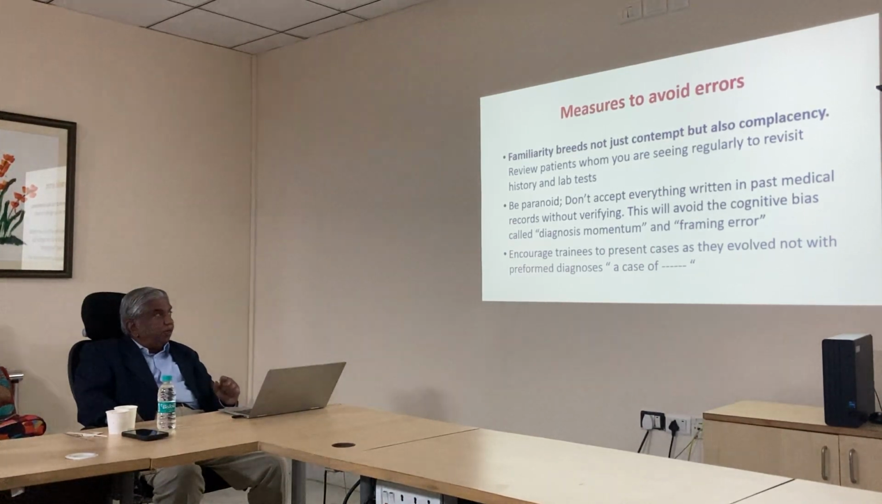This is another important cognitive error. Whenever a case is already sent to the emergency as a known case of psychosis or MDP, any new organic illness also will be framed as a psychiatric disease, and the patient will receive wrong treatment. So encourage trainees to present cases as they evolve, not with a preformed diagnosis.